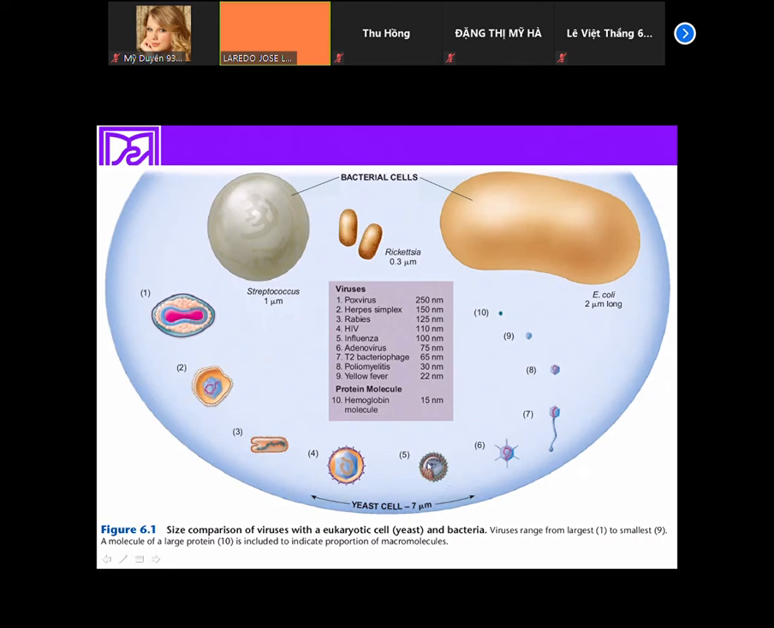So it's impossible to observe these viruses using the optic microscope. Maybe only one, maybe this one. This is a pox virus. Pox viruses are very large. Sometimes we can see them using the optic microscope, but very few times. So viruses cannot be observed using the optic microscope because they are very small.